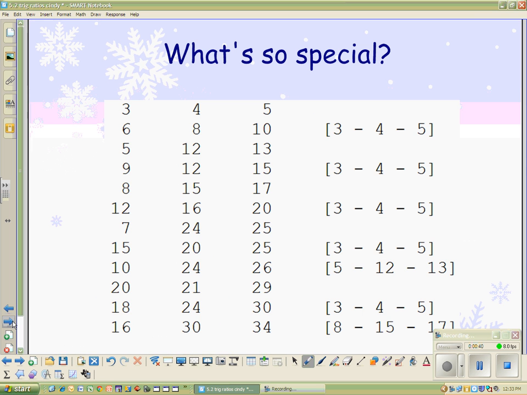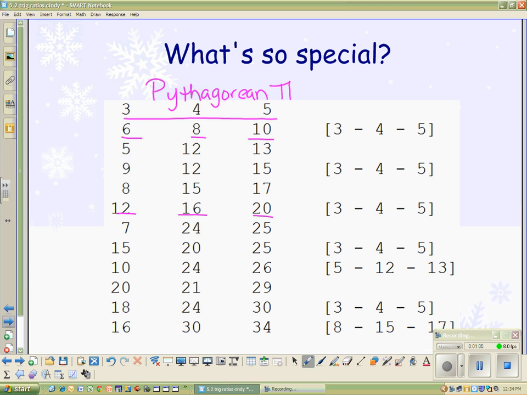And that was our homework from night 4. Take a look at these numbers, 3, 4, and 5. What's so special about 3, 4, and 5? Or what about 6, 8, and 10, or 12, 16, and 20? Well, what these numbers have in common is that they are Pythagorean triples. If you think about the Pythagorean theorem, let's write triples, right?